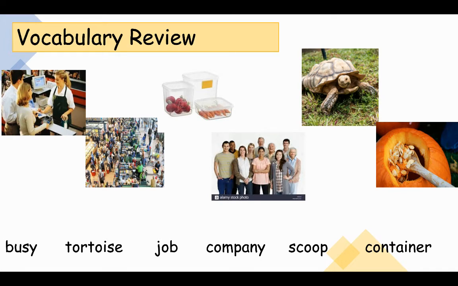All right, we are going to review our vocabulary words. We are masters of our vocabulary words, right? So I want you to point to the picture when I say the word, okay? Busy. What picture shows busy? Tell your teacher. The next word is tortoise. What picture shows tortoise? Job. What picture shows someone working at a job? Company. Point to the picture that shows company. Remember what company means. You gotta think about it.